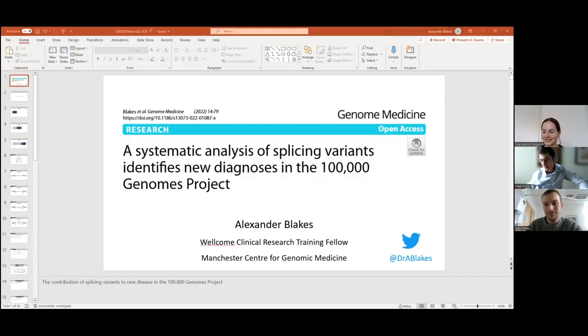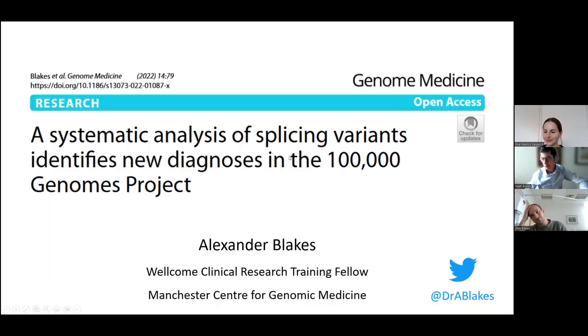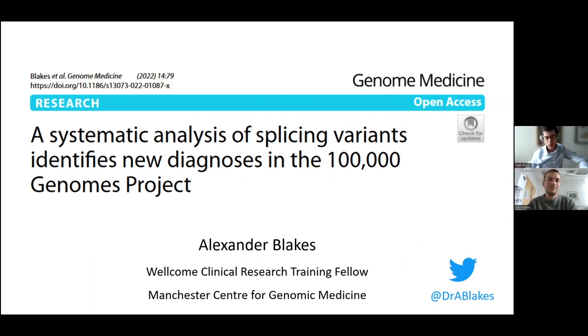Okay, so I'm going to move on next to the fifth talk, which is Alex Blake's. Alex is based at University of Manchester, where he's doing a Wellcome Trust Research Training Fellowship. And he's going to talk with us today about, as the slide says, a systematic analysis of splicing variants identifies new diagnoses in the 100,000 Genomes Project.